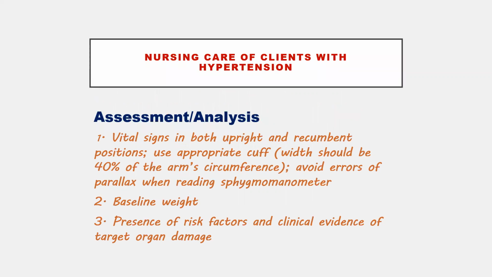Now moving on to the nursing care of clients with hypertension. What is the nursing care that has to be provided to patients with hypertension? First of all, we need to assess the patient. We need to assess the vital signs in both upright and recumbent position. This is very important. Whenever you are measuring the BP of the patient, you have to measure the blood pressure in upright and recumbent position as well.